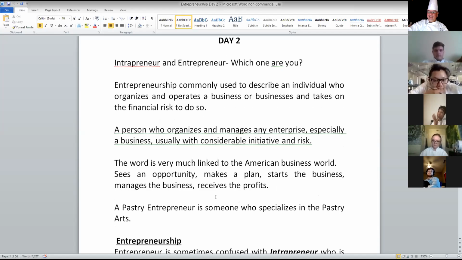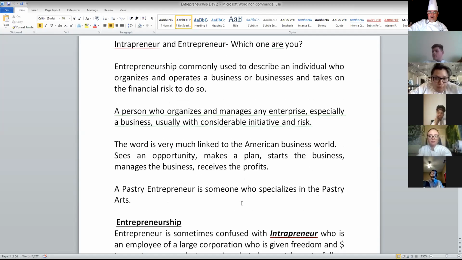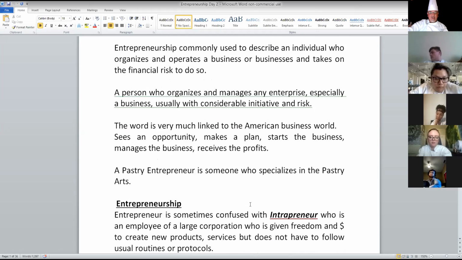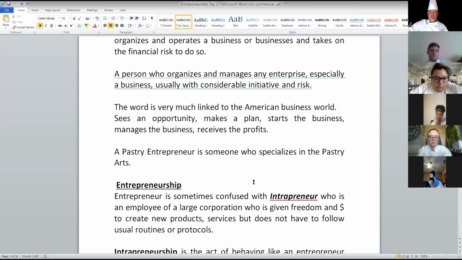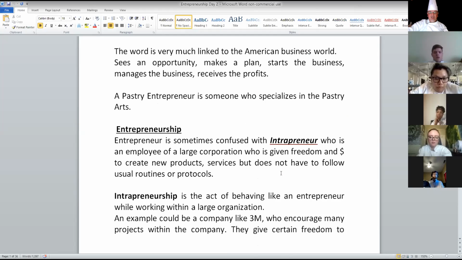We all do love money. I love money. You guys love money, but to get money, you've got to make sure you understand what you're making. And again, the word is very much linked to the American business world. Sees an opportunity, makes a plan, starts a business, manages the business, brings the profits. Pastry entrepreneur: someone who specializes in pastry arts.